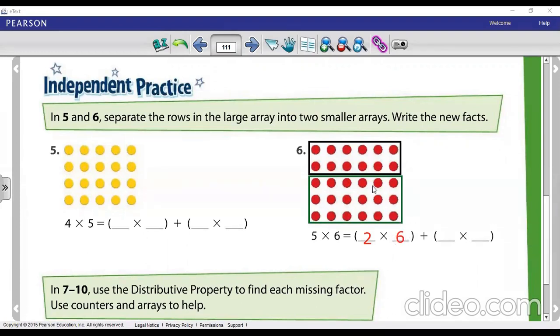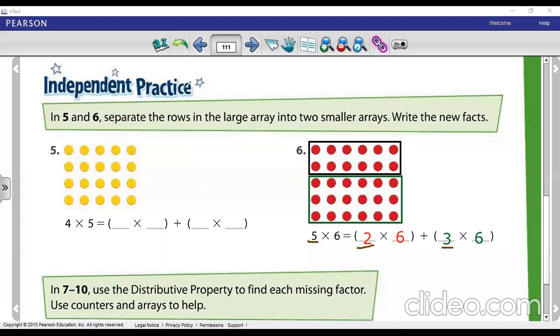Plus the second array. The second array I have here. How many rows? One, two, three. I have three rows, multiplied by how many columns? One, two, three, four, five, six. Multiplied by six columns. Again, as we said, I write the five as two plus three, and multiply by six remains the same. Multiply by six here and multiply by six here, okay?